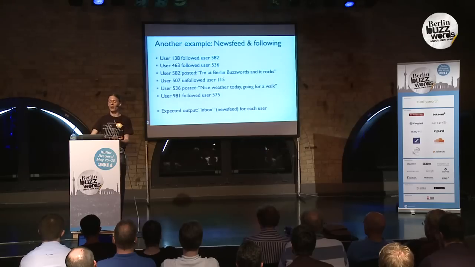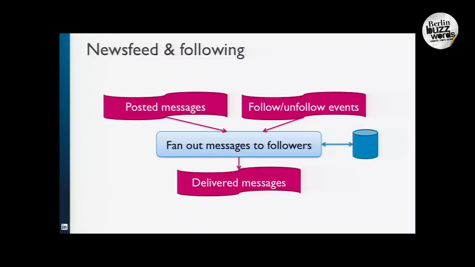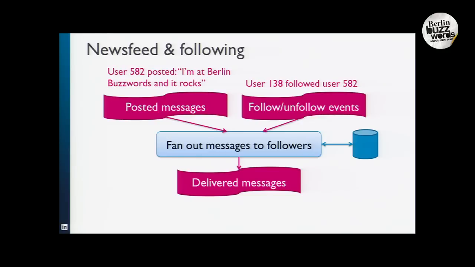So how do we implement something like this? You have two input streams, which we want to join. And we need to maintain, again, some kind of state. So say you have two messages coming in. First, the follow event: the event saying user 138 is now following user 582. And you take that and you record it in your key value store. So you do something like have a mapping from user 582 to the list of all of their followers. And that list now includes 138, because we said 138 is now following 582.